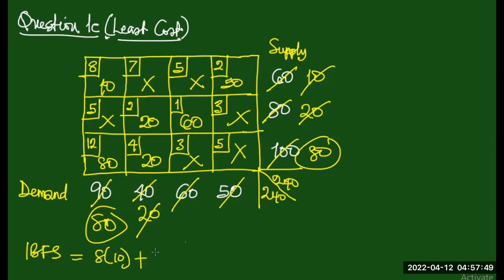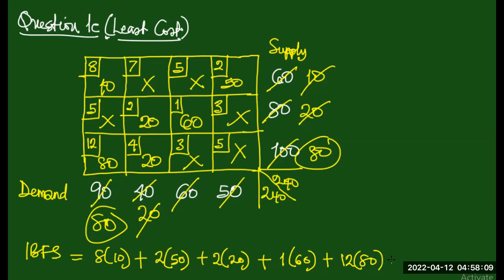Next 50 is 2 by 50. Next 20, 2 by 20. Next, 60, 1 by 60. Next is 12 by 80. And the last is 4 by 20. You must count to check: 1, 2, 3, 4, 5, 6.